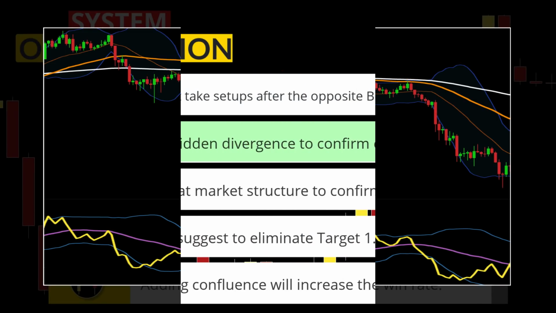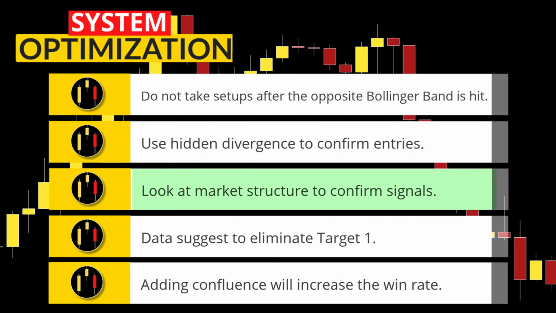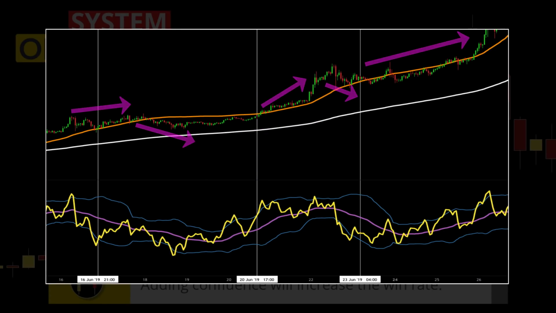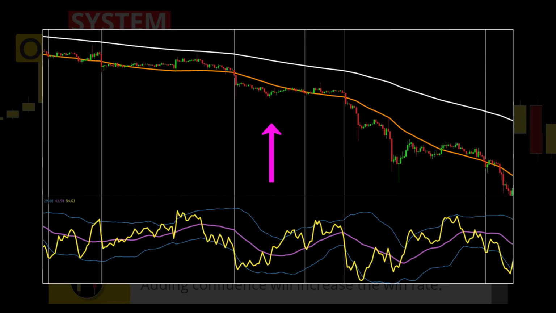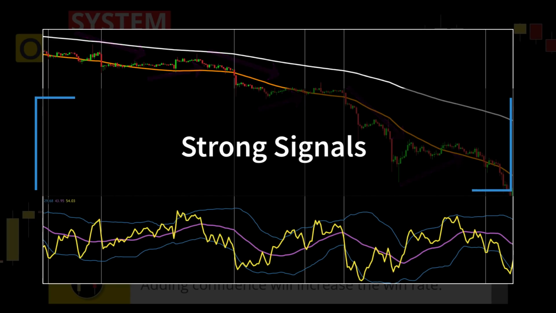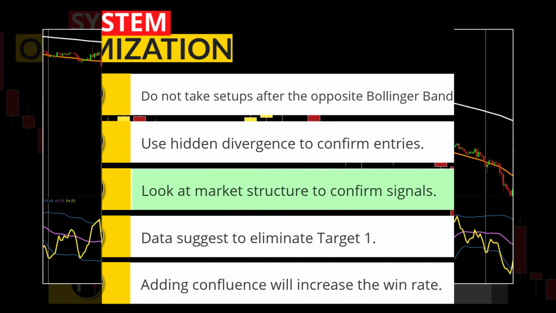Next, the best part of this system is that it gets you into a trend. Look at this chart where we can see a series of higher highs and higher lows, and on this bearish chart, you can clearly see lower lows and lower highs. This type of market movement, while a little subjective, can really provide very strong signals.